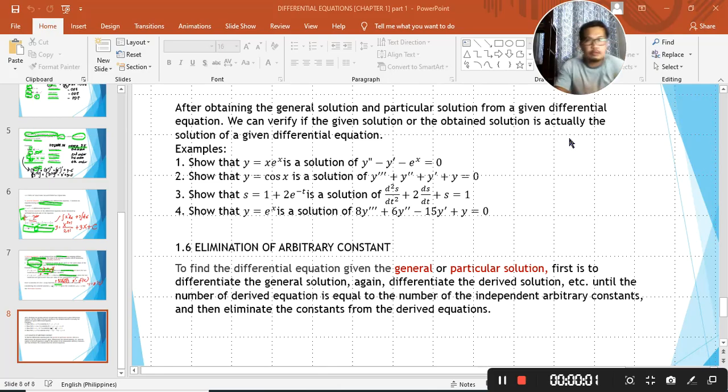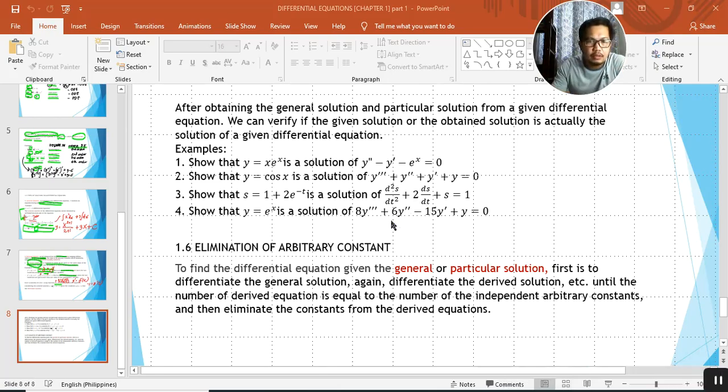Okay, let us continue discussing chapter 1. Nasa subtopic 1.5 na tayo. So, itong next topic natin, ito yung last part ng 1.5 na topic, which is still under yung general solution and particular solution. So, after obtaining yung dalawang solution na yun ng differential equation, we can verify if the given solution or the obtained solution is actually the solution of a given differential equation.